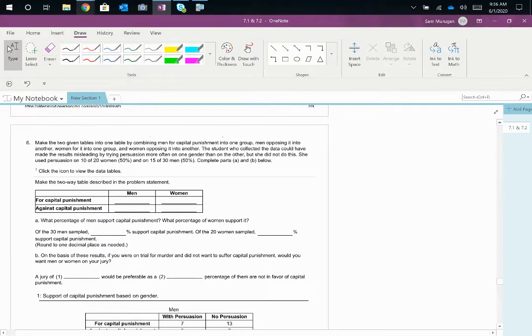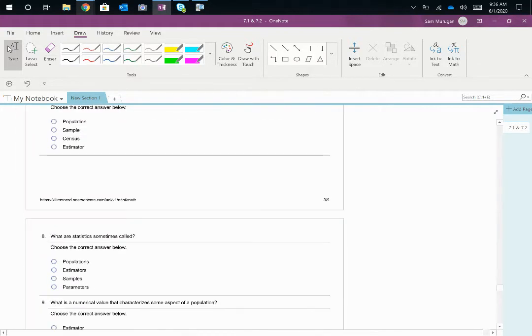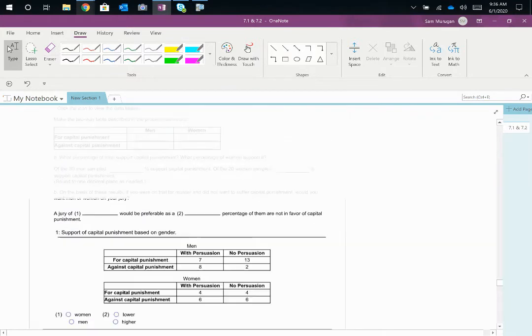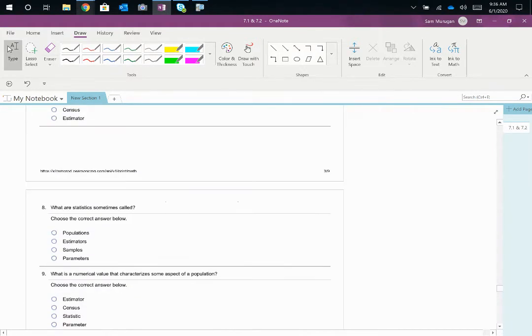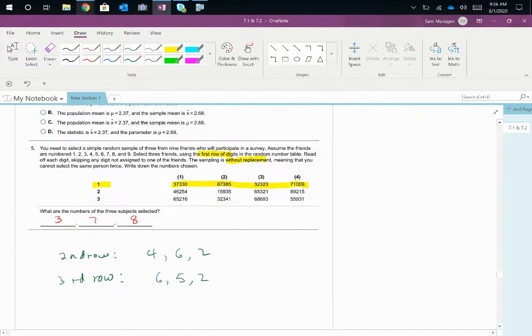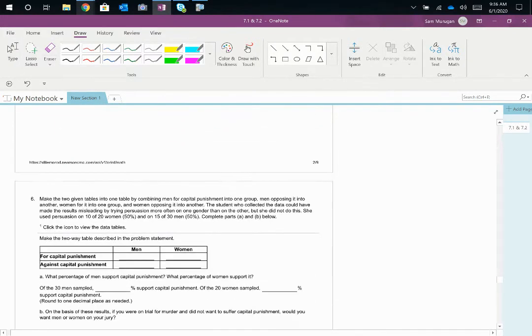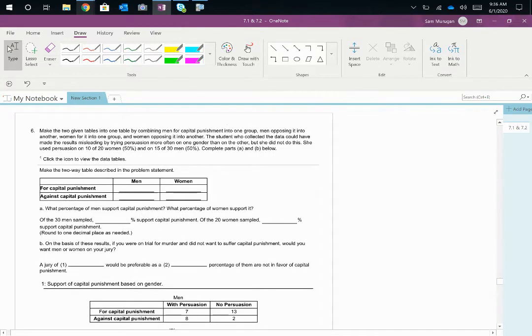All right, now we're going to look at how to make these tables using information that we have. So make two given, what is wrong with this thing? All right, let's see if I can get it to stabilize a little bit. Okay, here we go.